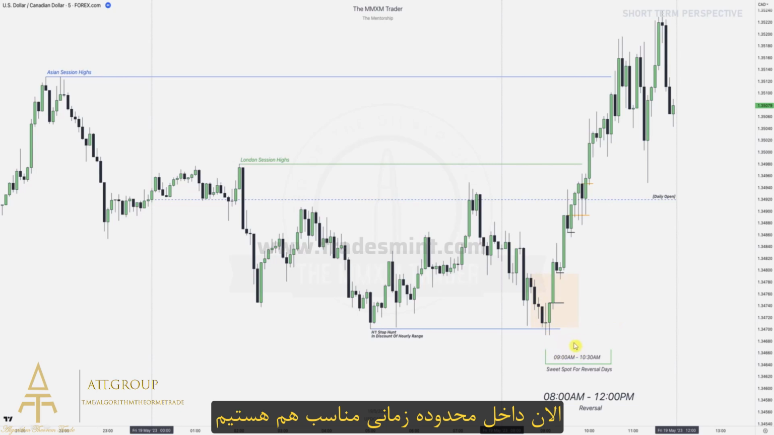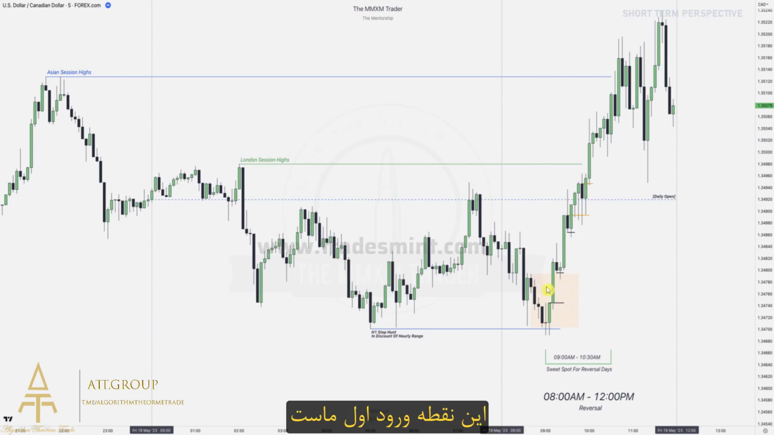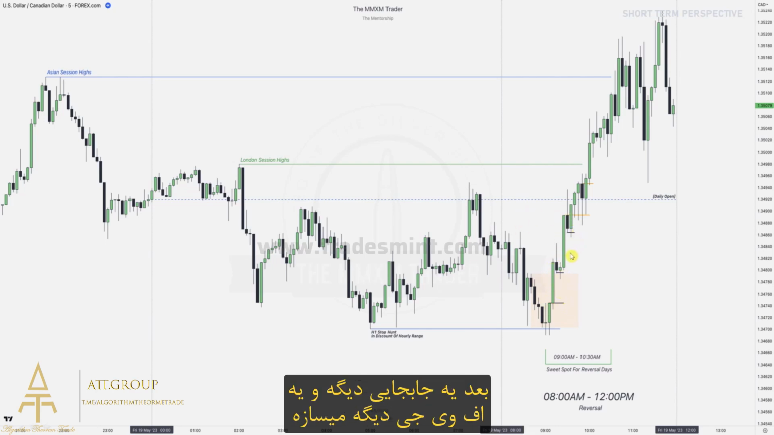We're inside the sweet spot. We displace up higher, so we're leaving behind a fair value gap. That's entry number one, right? Then another displacement, another fair value gap. And in the process, we're creating an order block here too.